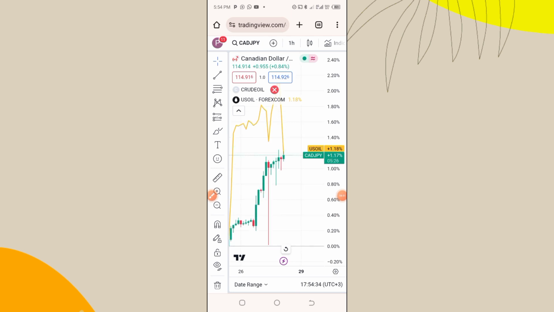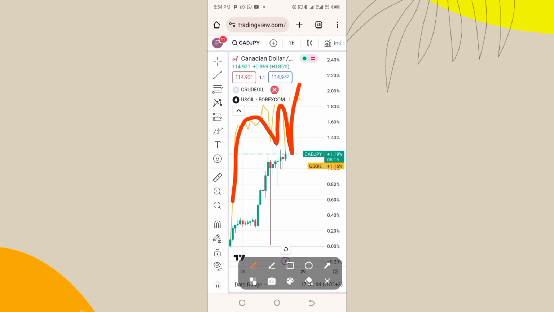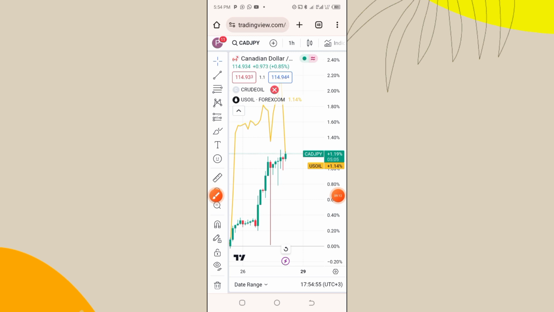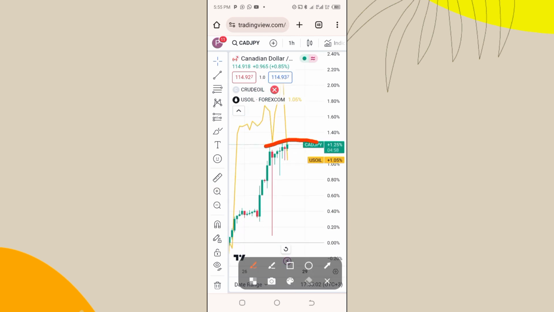Now you can see that CAD JPY is rolling up, while crude oil is also rolling up. You can see this line, and you can see this one, which is CAD JPY. All of them are moving in the same direction, and when you see crude oil doing this, just come here. This one I expect is likely to take out this low and do something like this, just like CAD JPY did. So that's what you should expect when you are trading this pair. You can see how crude oil acts as a leading indicator for the pair CAD JPY.